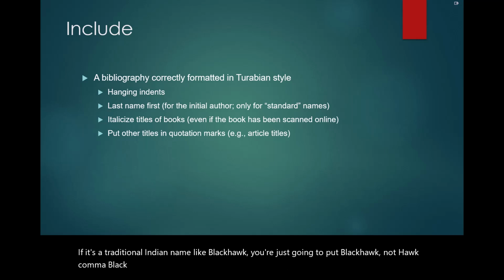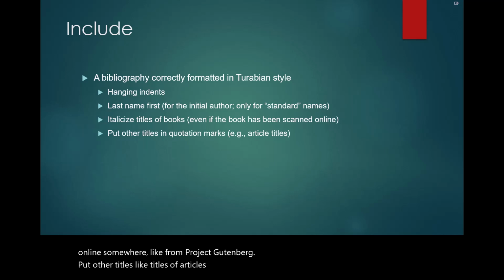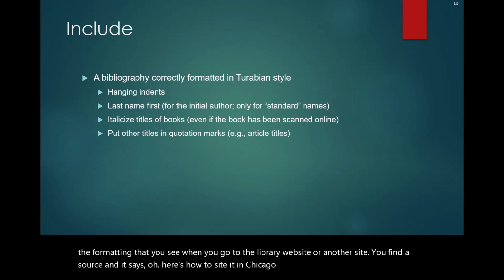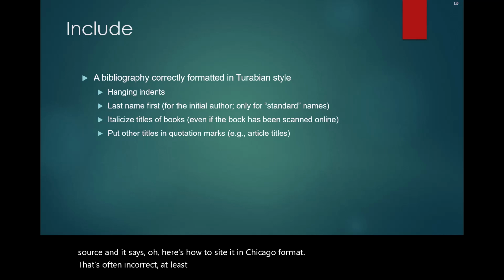Remember to italicize titles of books, even if it's a book that you are finding online somewhere, like from Project Gutenberg. Put other titles, like titles of articles, in quotation marks. Remember that you can't always trust the formatting that you see when you go to the library website or another site. You find a source and it says, oh, here's how to cite it in Chicago format. That's often incorrect, at least slightly. And again, Chicago and Turabian are the same thing.